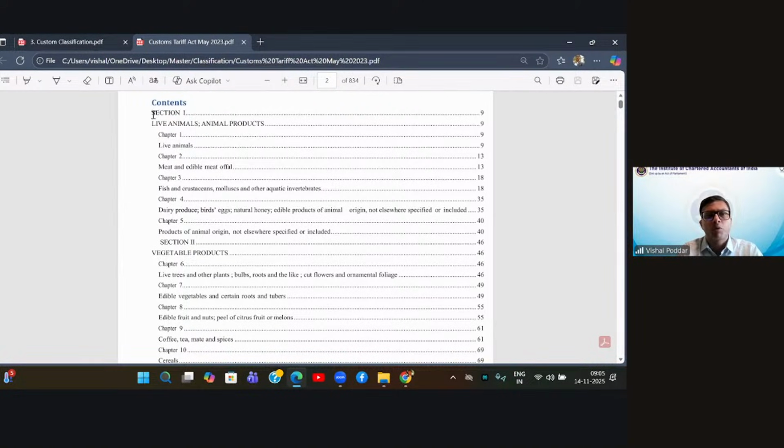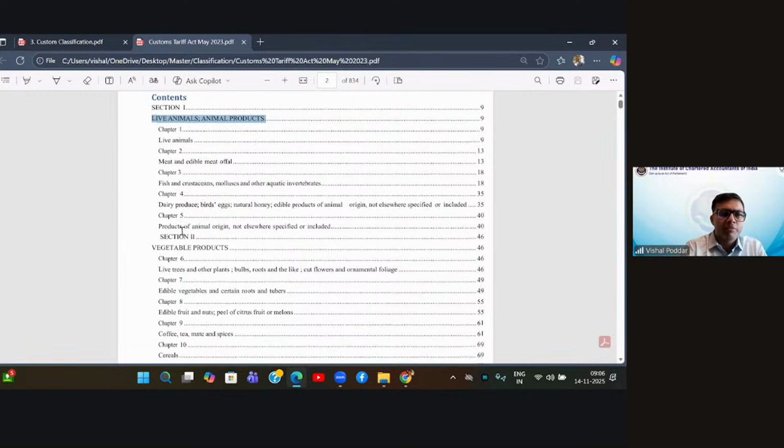Now interestingly, firstly, what is this section called? This section is called live animal products. So whatever chapters you'll find in this first section, like you have 5 chapters, they are all only dealing with live animals, not even vegetables, not even flowers, not even fruits, only live animals. So chapter 1, live animals, 2 is meat, edible meat, 3 is fish, 4 is dairy products, birds, eggs, natural honey. So you see, the animals or their very first product is what is covered in the first section.